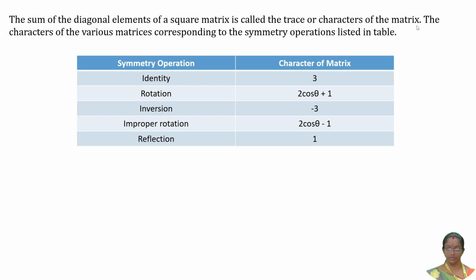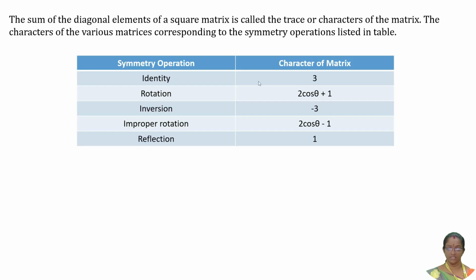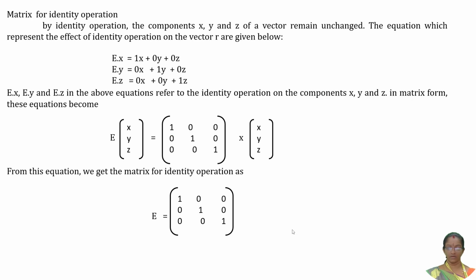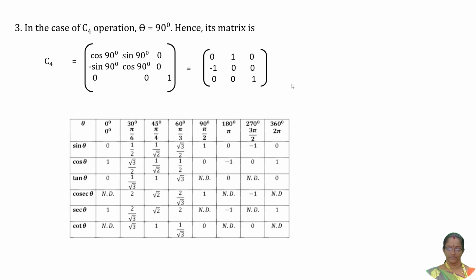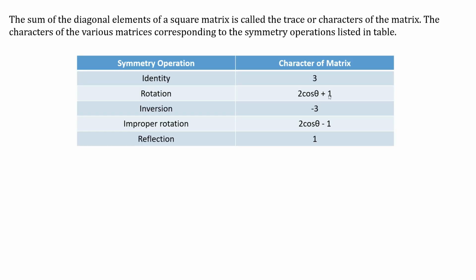For the rotation operation, adding the diagonal elements, that is cos theta plus cos theta plus 1, it becomes 2 cos theta plus 1. Similarly, adding the diagonal elements of the inversion operation gives minus 3, the improper rotation gives 2 cos theta minus 1, and reflection gives 1.